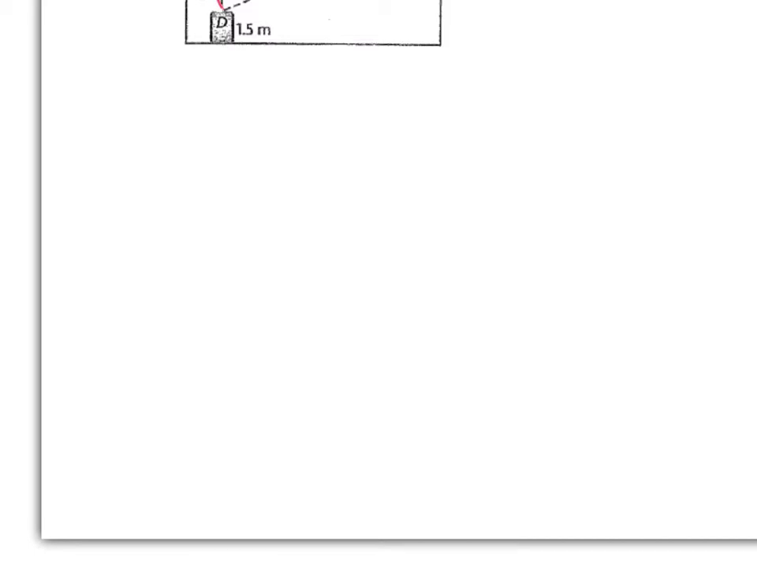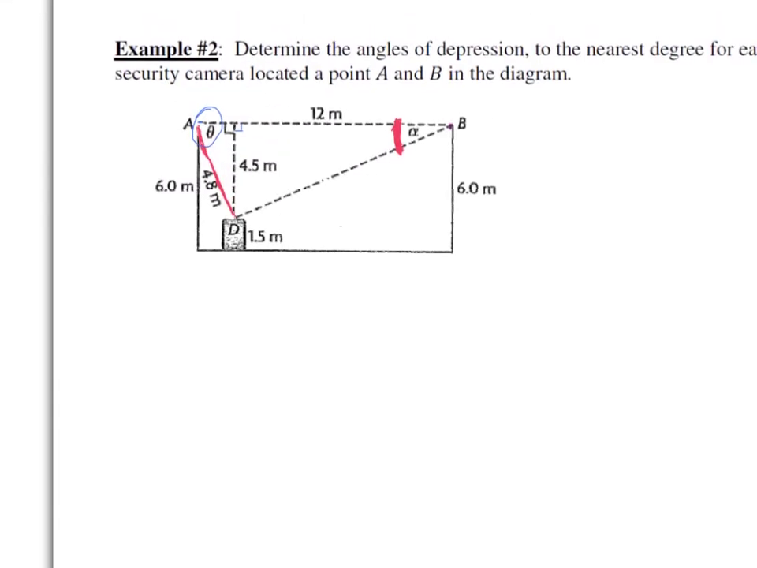So we found one part of the question. Okay, angle A, the security camera at point A. We need now to find the security camera at point B. So what we need to do is, we can draw this. There's a couple ways we can do this. I'm going to choose to show you the method using the sine law.